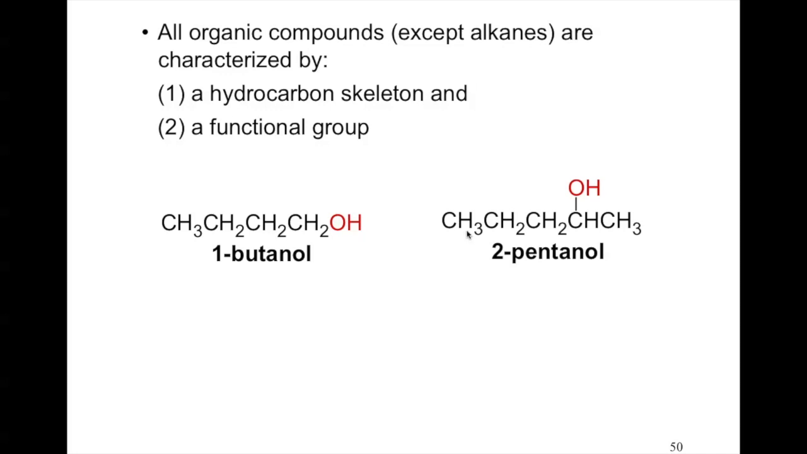So here's a case where we have 1, 2, 3, 4, 5 carbons in the main chain. So it's pentane. The OH group is at the 2 position. So we call this 2-pentanol. By the way, if you just had CH3OH, that would be called methanol. CH3CH2OH is ethanol or ethyl alcohol. CH3CH2CH2OH would be propyl alcohol, etc.